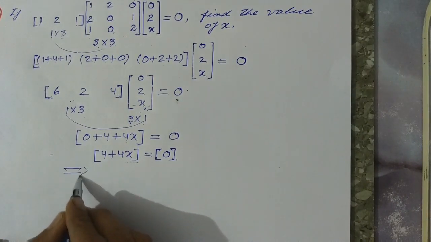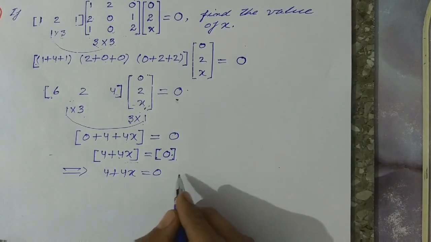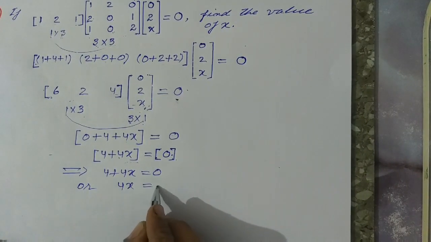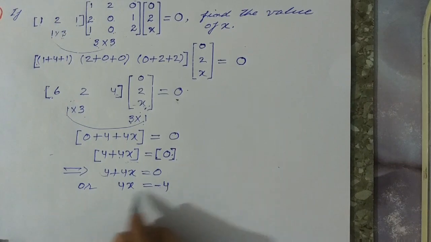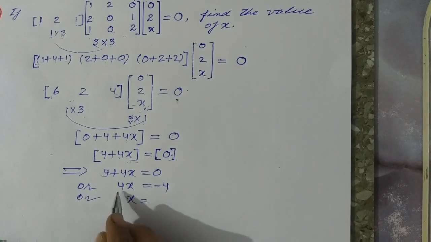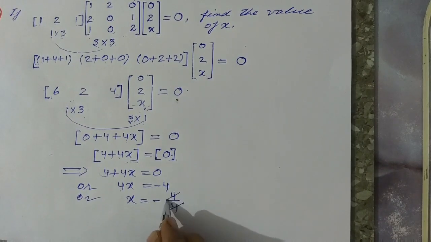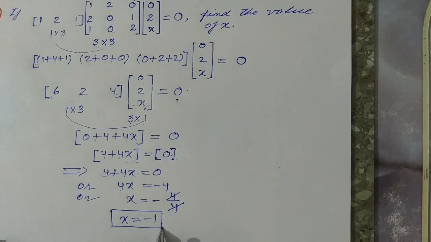So now comparing these two elements, we have 4 plus 4x is equal to 0, or 4x is equal to minus 4, transposing this 4, it becomes minus 4. Or x is equal to, now we have to transpose this 4 to the right hand side, it will divide, so minus 4 upon 4, and 4 divides 4 one time. So we get finally x is equal to minus 1. So this is the solution of this sum.